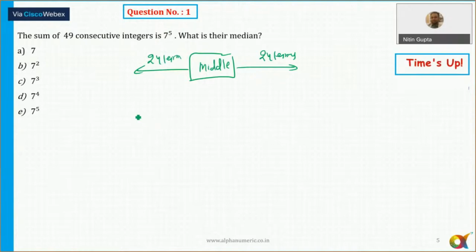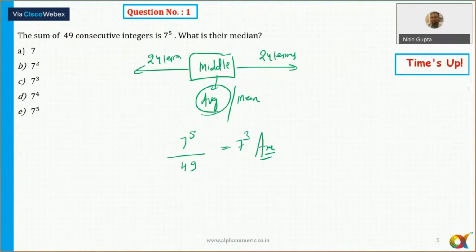This middle term is basically the average of the entire series, that is, the mean of the entire series if they are consecutive numbers. So the answer is 7 to the power 5 upon 49, as there are 49 consecutive integers. Divided by 49, it comes out to be 7 cubed. So the correct answer is definitely option C, which most of you got right.